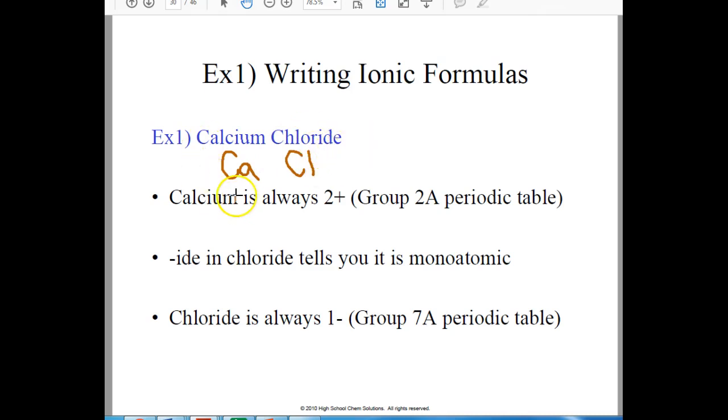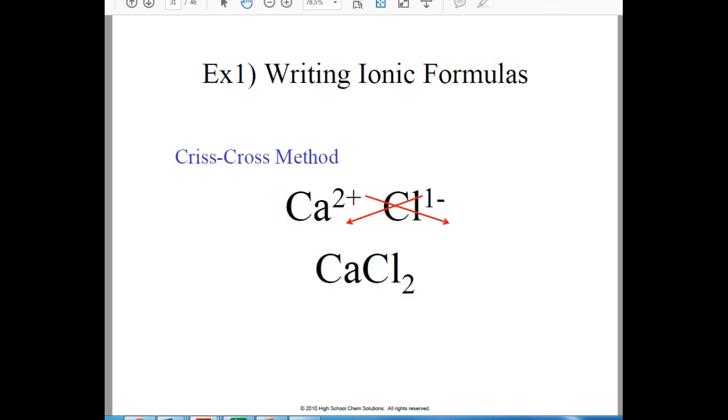So now we got to figure out how to write it so that the charges are neutral. Well, calcium is always a +2 charge because it's in group 2 on the periodic table. And then chlorine or chloride is always a -1 because it's in group 17, or what they call 7A, on the periodic table. All right, so here's our ions, calcium and chloride, and there's their charges. We've got to write it so that it is neutral.